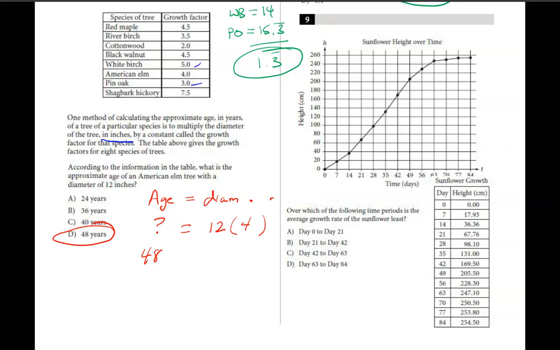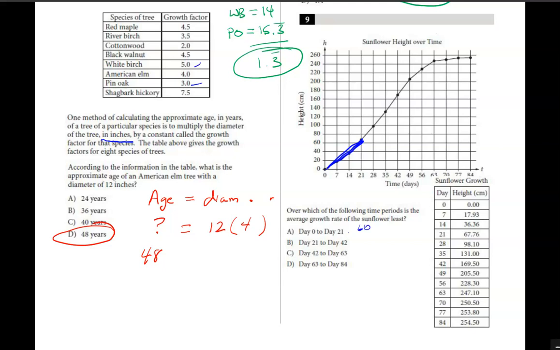All right, it says sunflower height of tree over time. Over which of the following time periods is the average growth rate the least? So, you know, I'm kind of looking through all these graphs here. Well, it looks like it's the least up here at the top, but I got to look at my choices. So A says 0 to 21. Well, 0 to 21, that grew quite a bit. That grew 60 inches from 0 to 60.